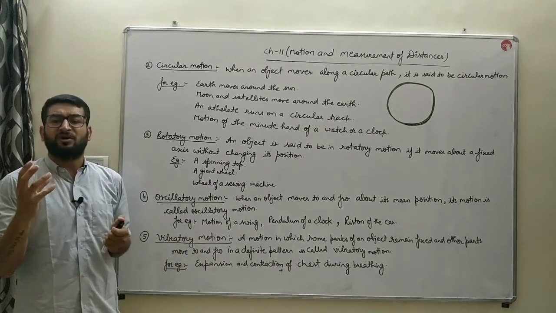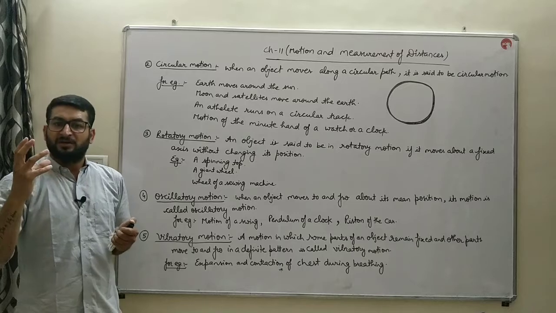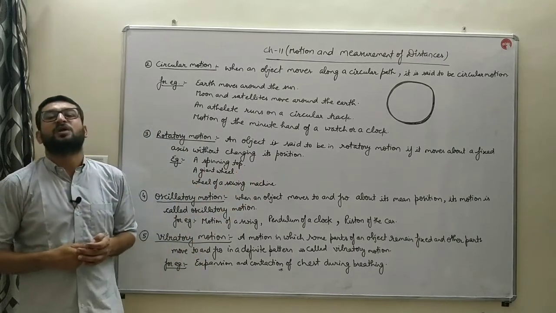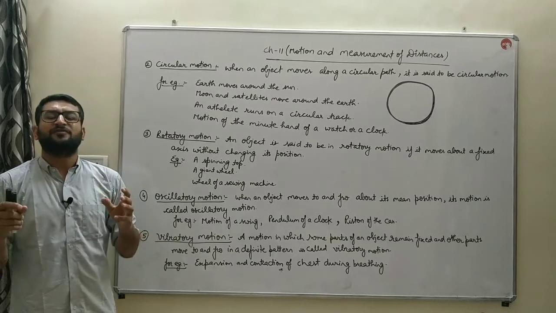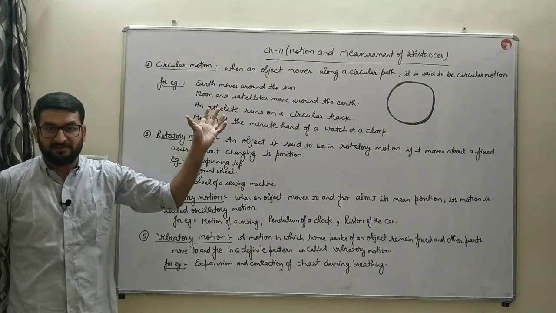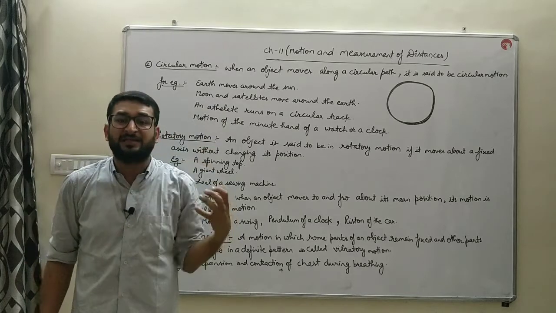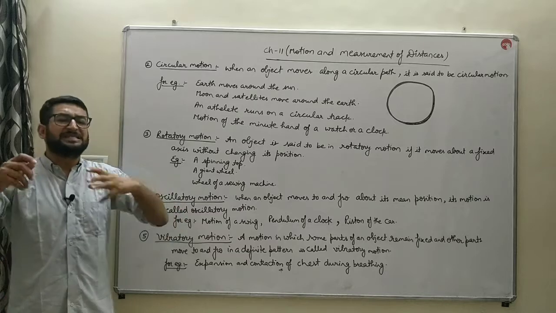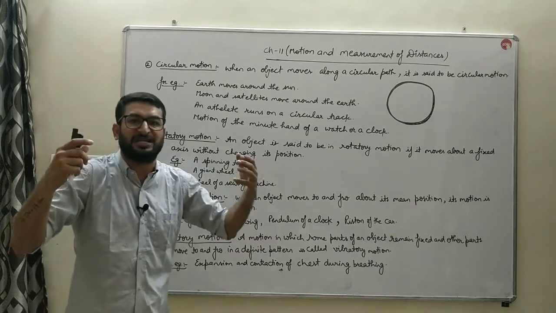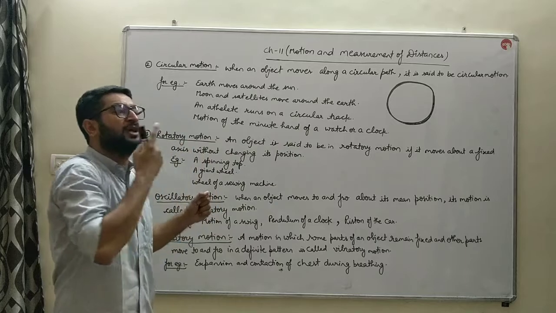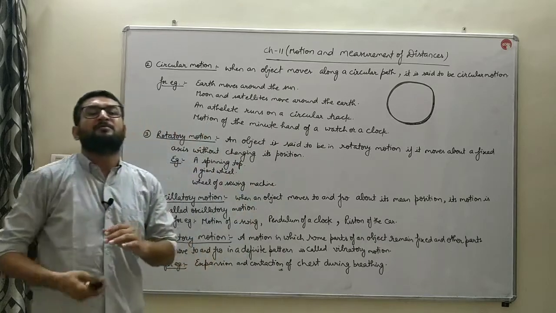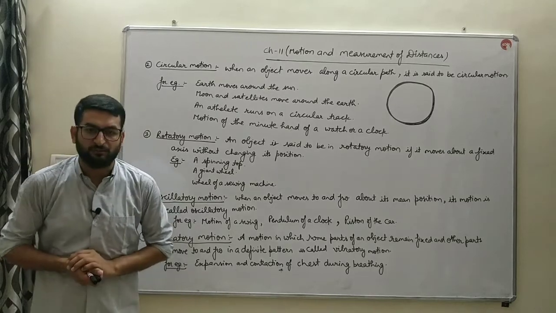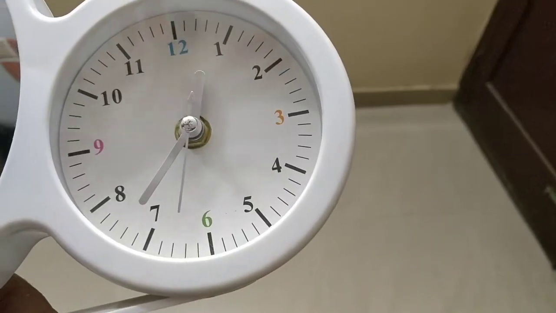The motion of Earth around the Sun is an example of circular motion. The motion of the Moon and the satellites. The first satellite released by our Indian Space Research Organisation was Aryabhata. So these satellites, the artificial ones, or the Moon, which is a natural satellite, move around the Earth in a circular path. So these types of motions are examples of circular motion.